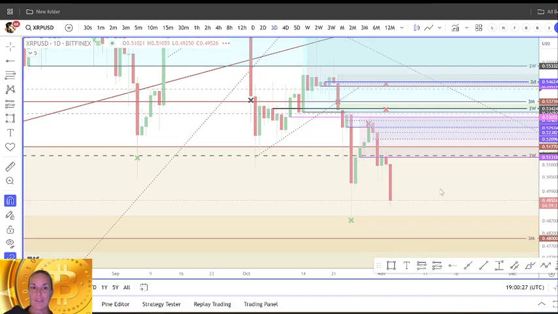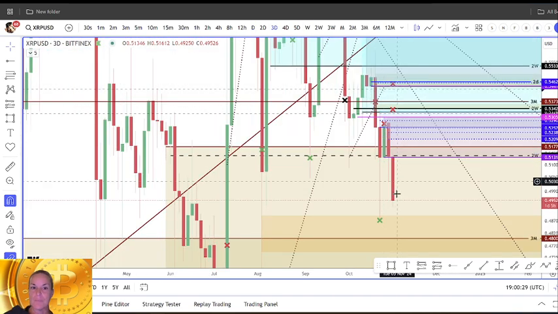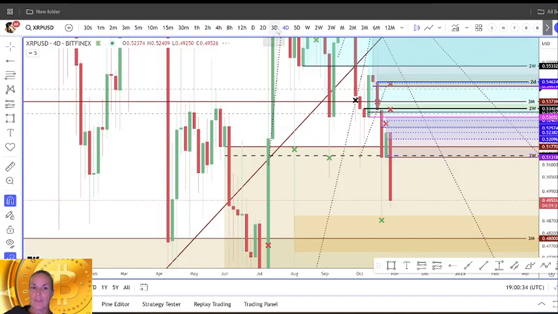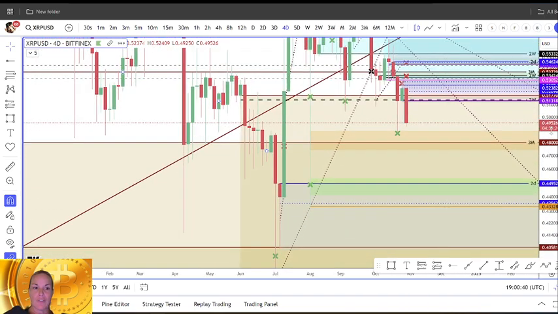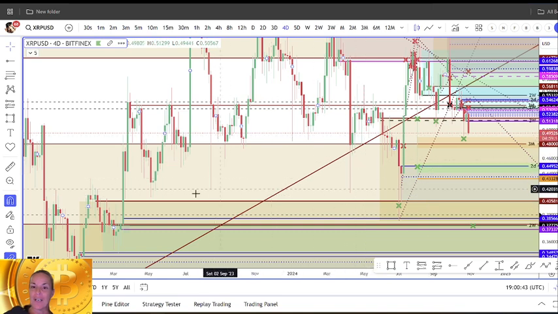Now also 3-day supply. It actually needs to confirm, it hasn't quite closed below. A lot of these are 3-day or 4-day, so that's probably going to confirm a 4-day supply there in a few hours' time. And so Ripple again, there's nowhere I really want to be longing now.